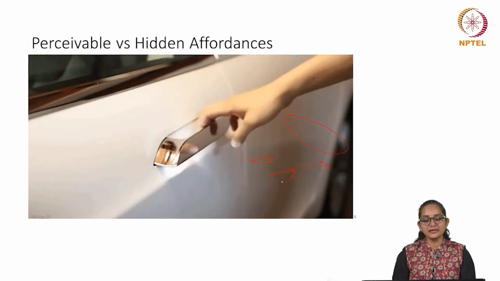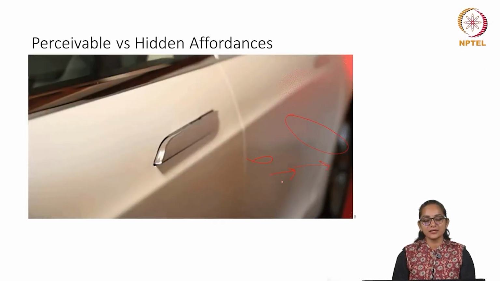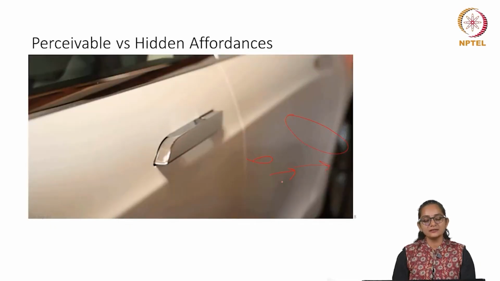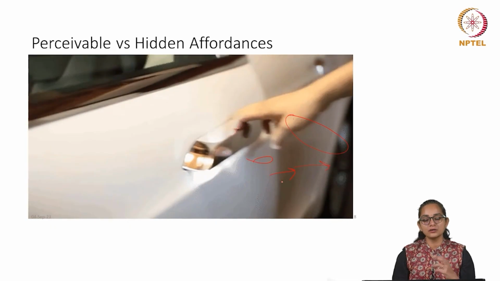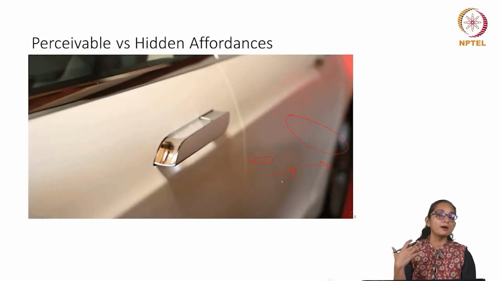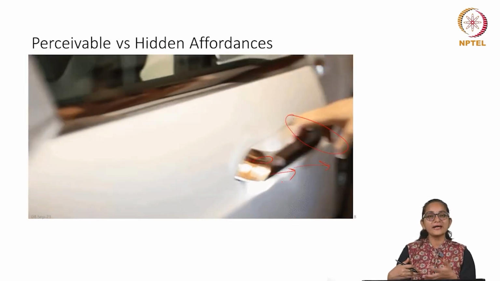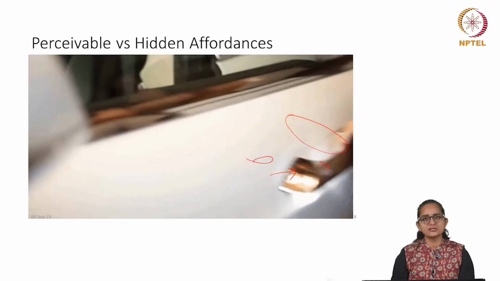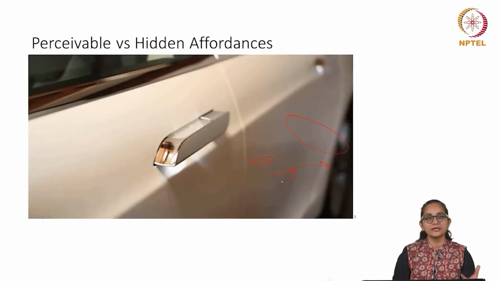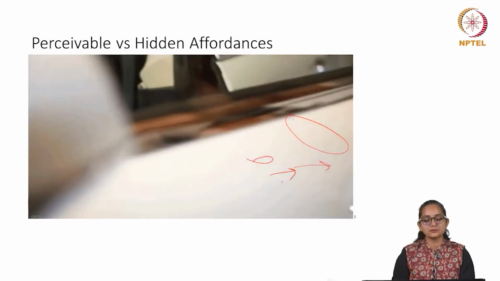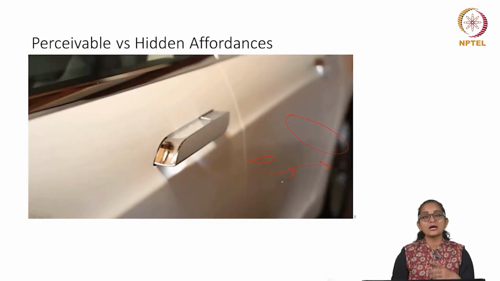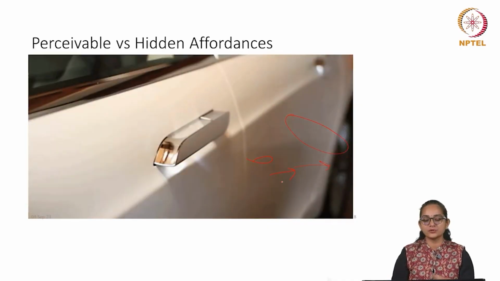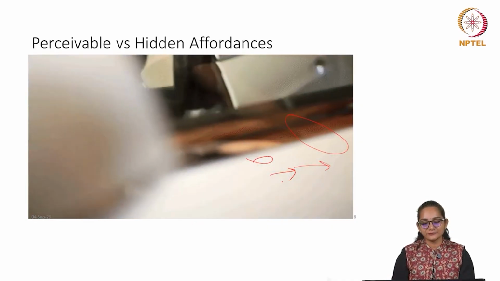So, they redesigned after they saw a lot of complaints from the users, and in the further models, as soon as the user would approach the car, the handle would automatically come out, right. That changed its affordance from hidden to a perceivable affordance, without disturbing the aesthetic quality of the car which they wanted to have.